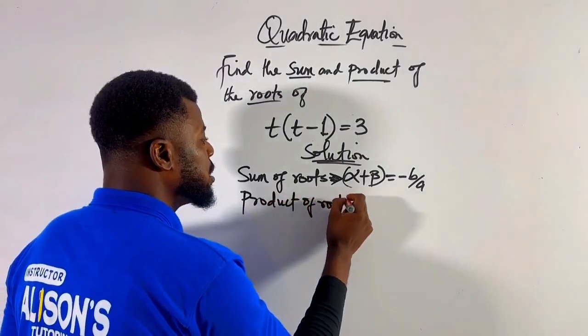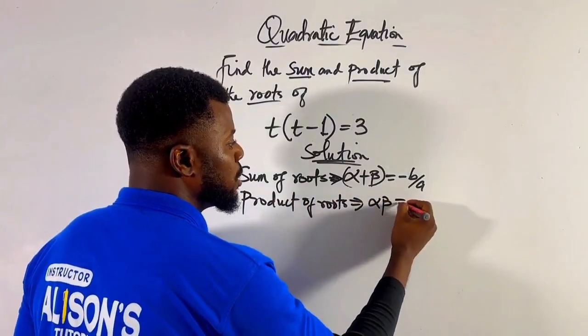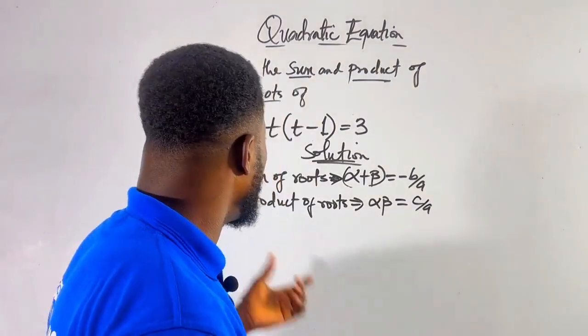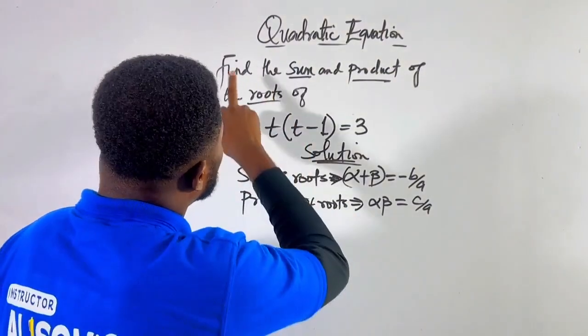If you talk about product of root, it is still simple. Now alpha times beta, you know, so now times we bring two things together like this. Now c over a equal to c over a. Now be the formula for product of root. Very simple.